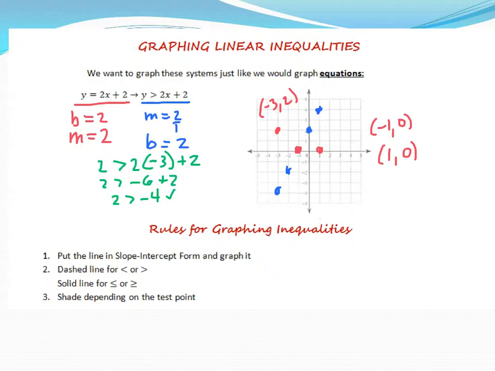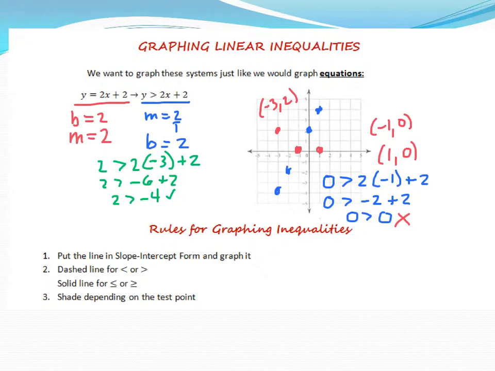Okay, let's check a point on the line then. A point on the line is negative 1, 0. So if I choose negative 1, 0, I'm going to plug in 0 for y, so that's going to be y is greater than 2 times negative 1 plus 2. Let's see what we get here. 0 is greater than 2 times negative 1, which is negative 2, plus 2. Well, I get 0 is greater than, well, hey, 0. Let's think about this. Is 0 greater than 0? No, 0 is actually equal to 0. So this doesn't work. What that means is that this point on the line is not a solution. We'll talk about that in a second.